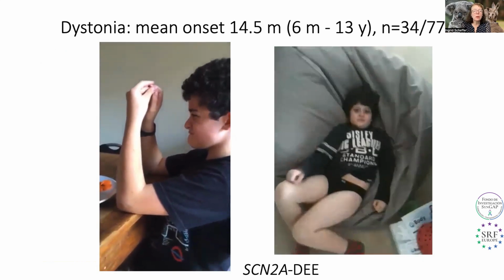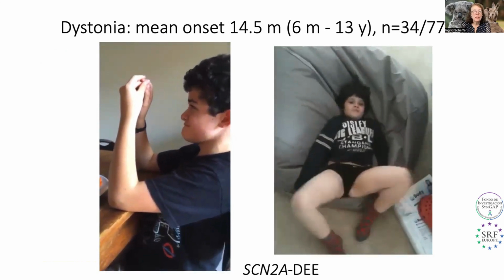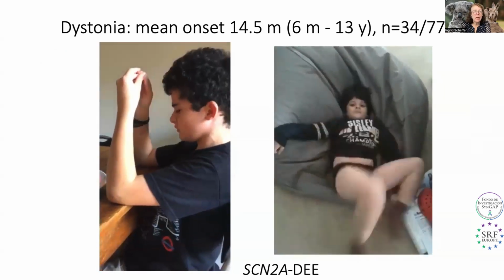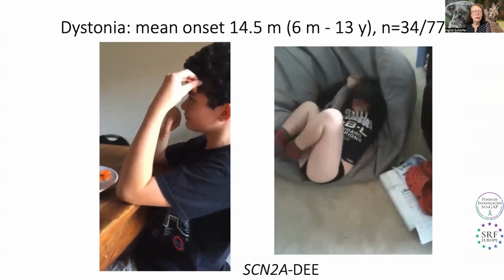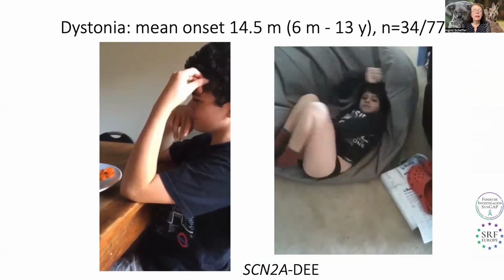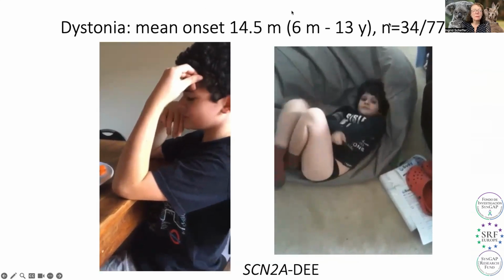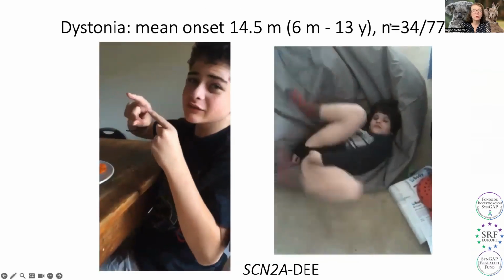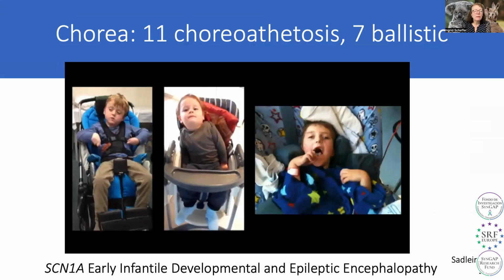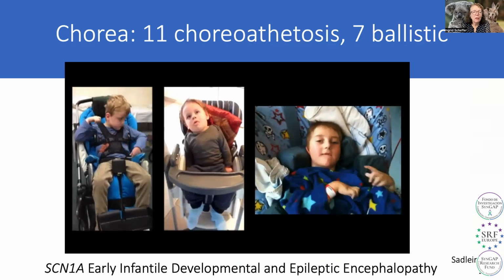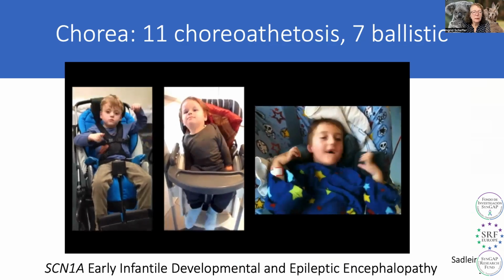And here you see the same boy at 2 different ages with dystonic movements of his legs and arms. And you can see he really doesn't find it very comfortable in the image on the left. And this began at 6 months to 13 years in different individuals. The next group is chorea, and this occurred in 11 with choreoathetosis and 7 with ballismus.